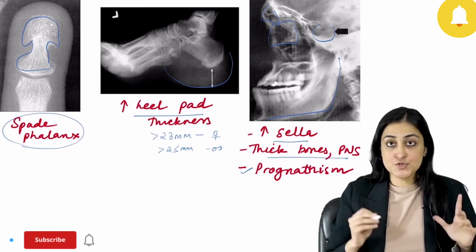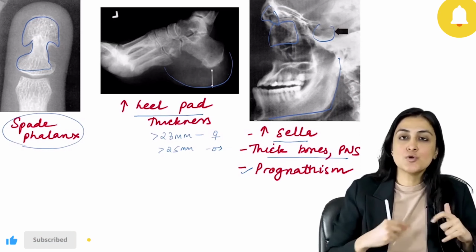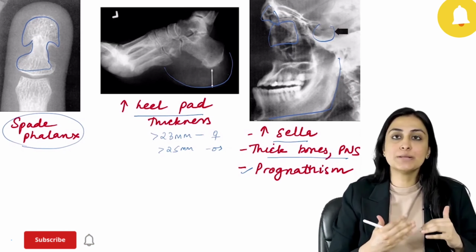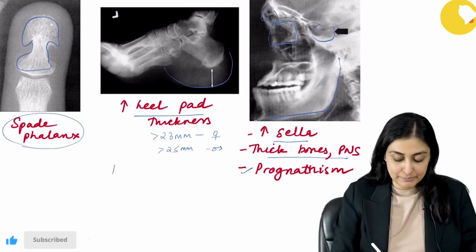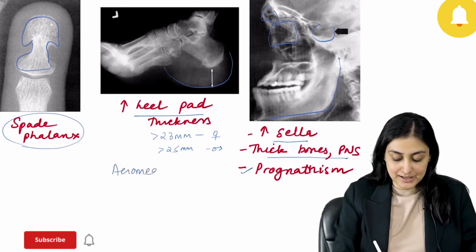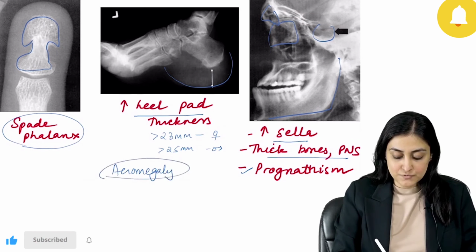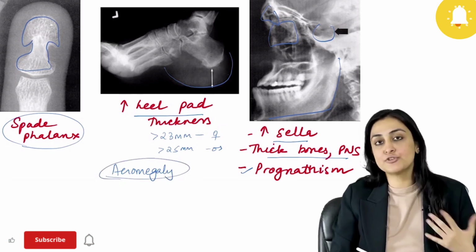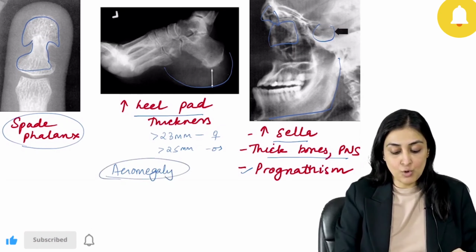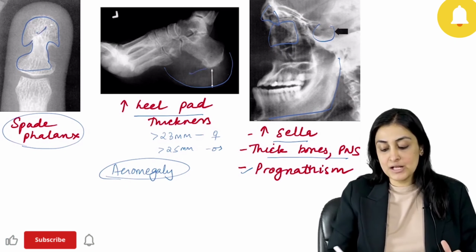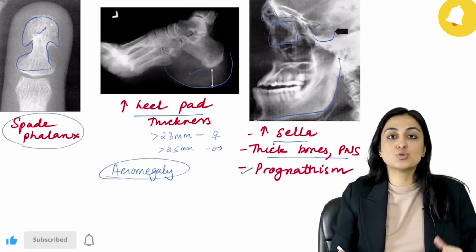So all of these features together point to a syndrome causing this soft tissue and bony overgrowth. Remember, this is seen in acromegaly. In acromegaly, because of increased growth hormone after growth plate fusion, you will have all of these bones and soft tissues proliferating, giving rise to these features.